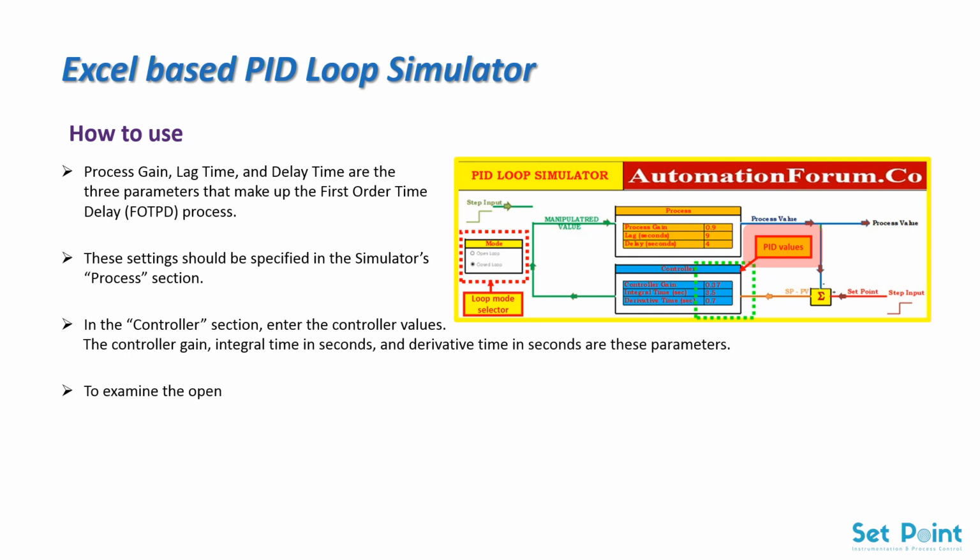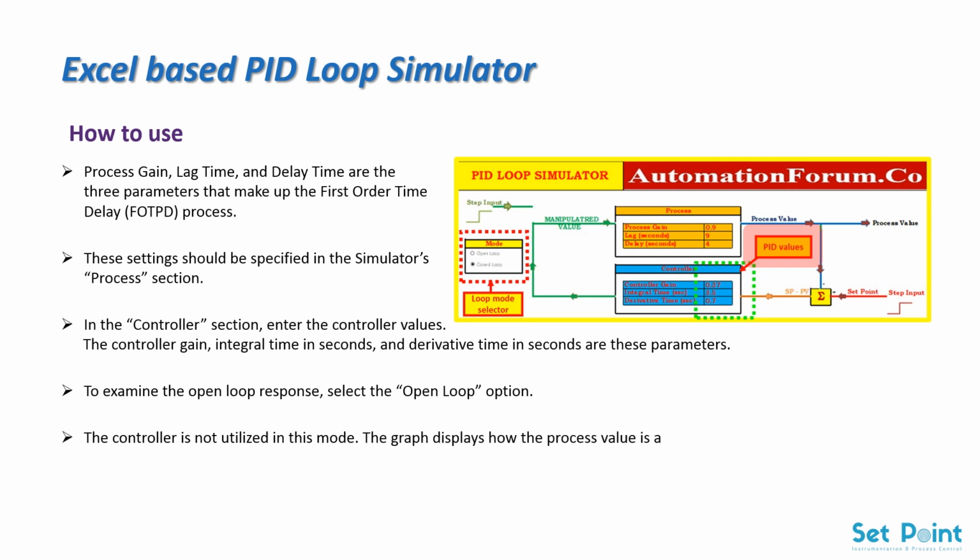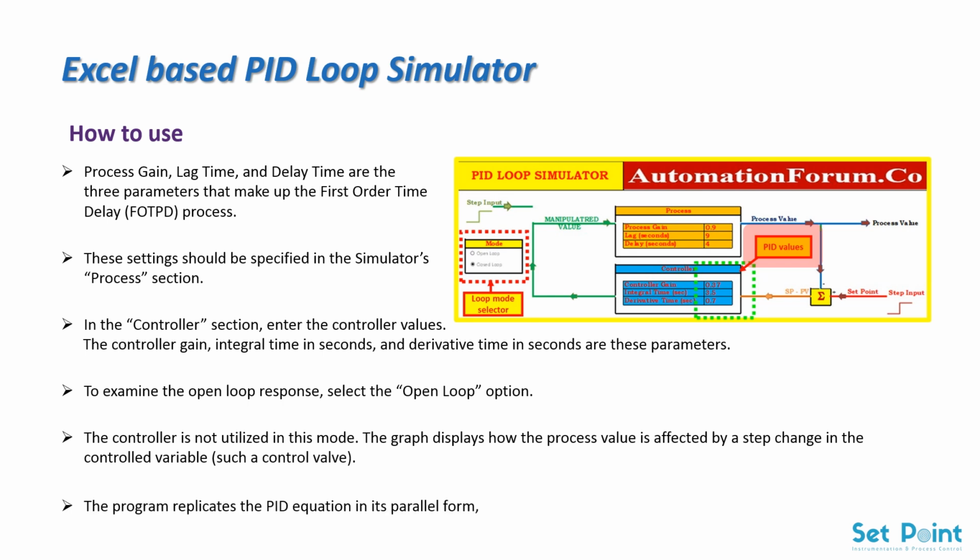To examine the open loop response, select the open loop option. The controller is not utilized in this mode. The graph displays how the process value is affected by a step change in the controlled variable, such as a control valve. The program replicates the PID equation in its parallel form, which is a common form in academic settings.